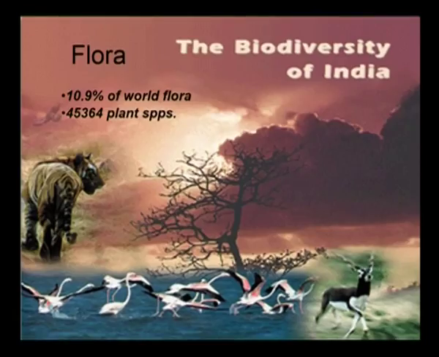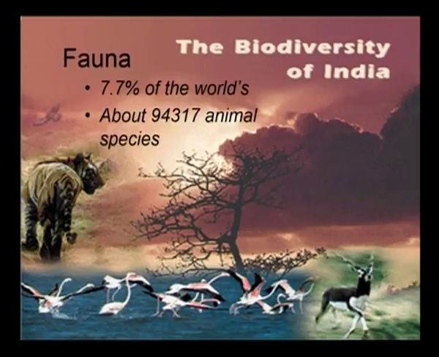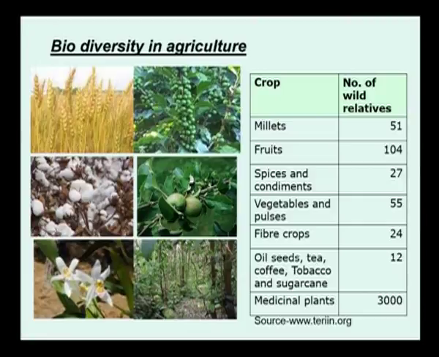If you look at the biodiversity of India, we have about 10.9% of the world's flora. So that's about 45,364 plant species and subspecies. Fauna, we have about 7.7% of the world's species. That's about 94,317 animal species. If you look at biodiversity in agriculture, the number of wild relatives in millets we have is 51, fruits 104, spices and condiments 27, vegetables and pulses 55, and medicinal plants a whopping 3000.